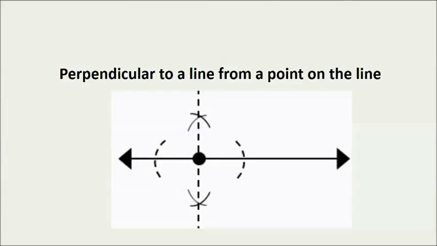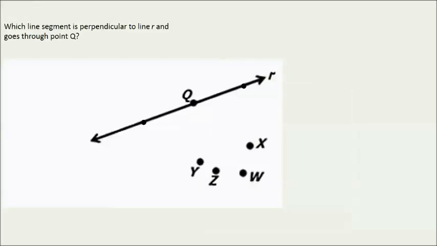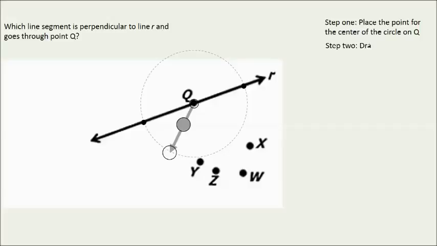Now let's construct a line perpendicular to a line from a point on the line. We're asked, which line segment is perpendicular to line R and goes through point Q? Step 1. Place the point for the center of the circle on Q. Step 2. Draw a circle. What this does is similar to the last construction. We need 2 points that are the same distance from Q.